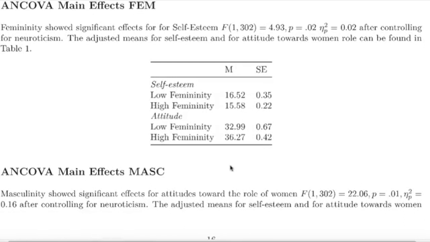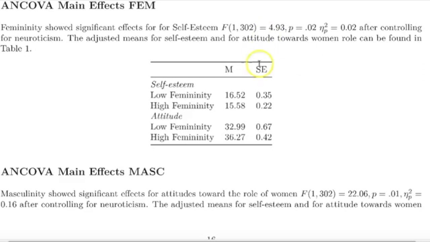So femininity shows significant effects for self-esteem. I have here my F and my p-value, and the partial eta square that I calculated. I keep saying by hand, but R did it. And then I went ahead and just summarized the descriptives in a table. So for self-esteem, low femininity, the mean was 16.52. And then I have my standard error, and then I do the same for high femininity. And then I do the same thing for attitude.